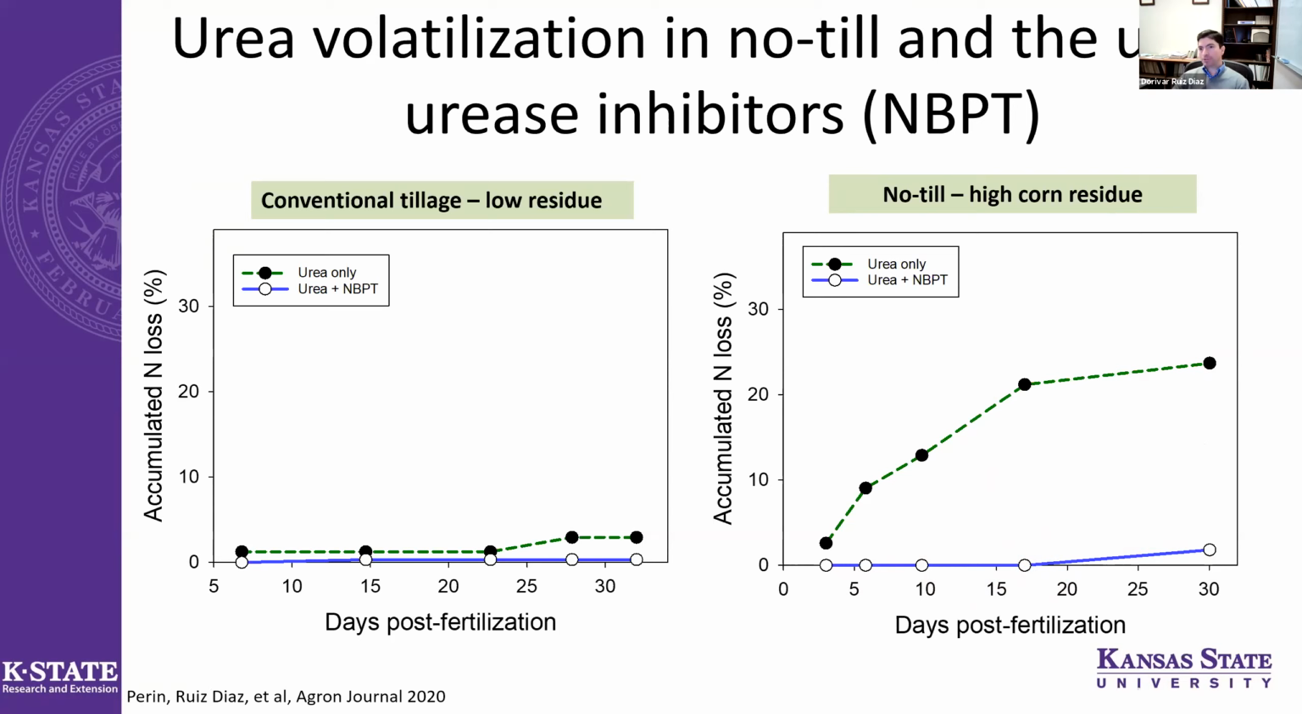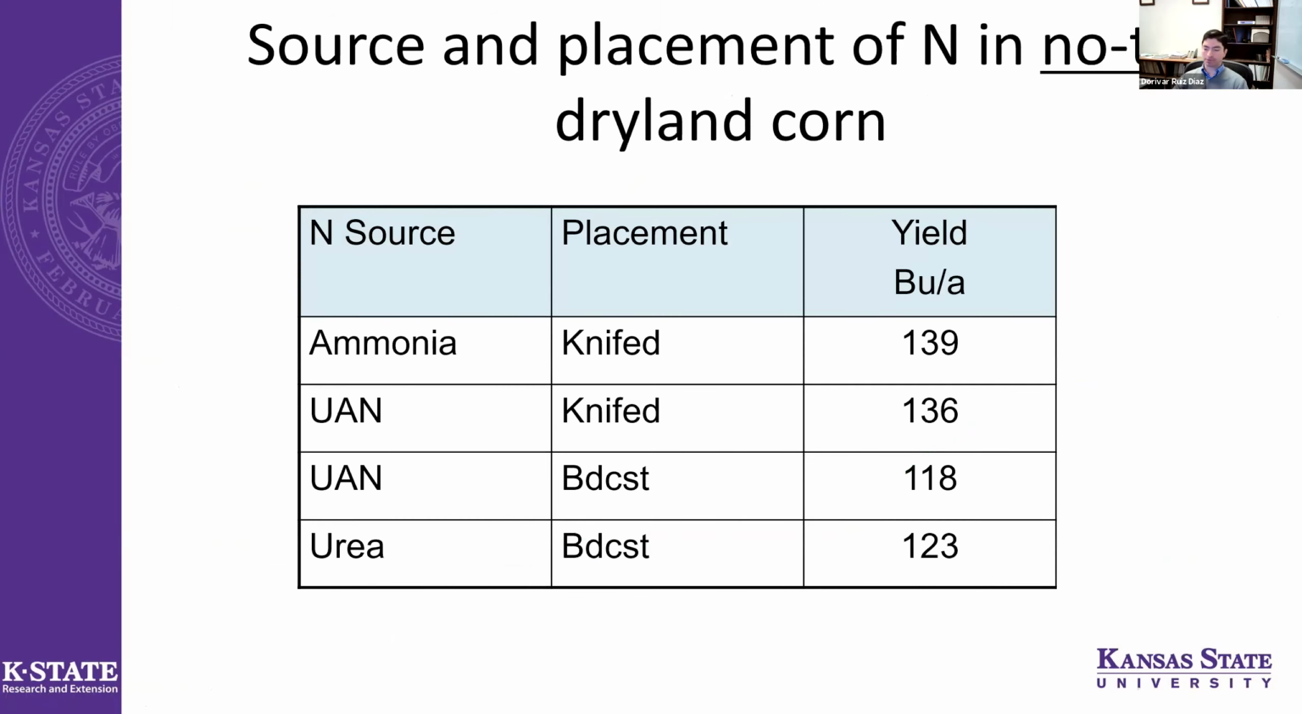So in what situation may we see a benefit here? Urea applied on top of the residue, especially heavy residue. We may see a benefit in this case, and that would be something to consider for our Western Kansas situations. And this is dryland corn, and it shows a similar point also, just with different sources: anhydrous, UAN, and urea, and different combinations of placement.